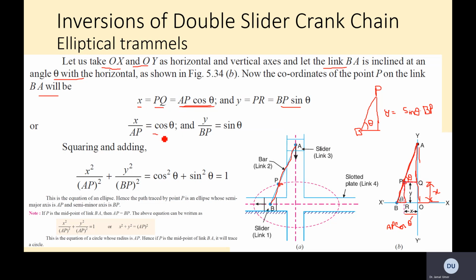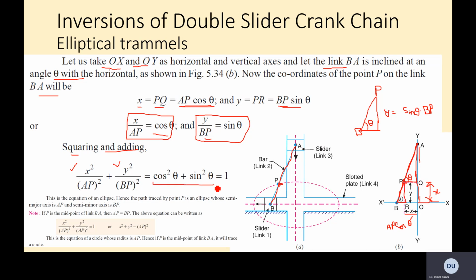So you can rearrange this equation. X over AP will be cos theta, and you can bring this BP over there, so y over BP is sine theta. You just want to write it in terms of cos and sine, because we want to relate with the angle. So now we got two equations, one for x and the other one for y. Now what you do, you square and add both together. So you square both sides: x square over AP square, and y square over BP square, and the right hand side would be cos square theta and sine square theta.